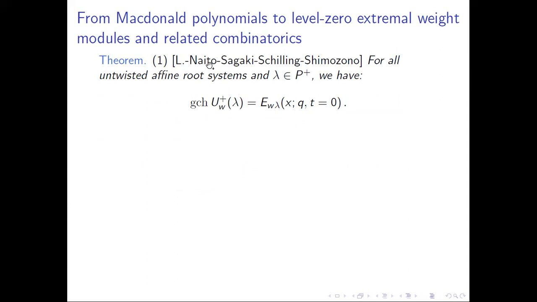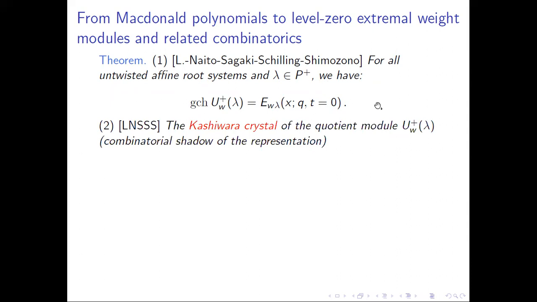So the first one relates to these quotient level 0 Demazure modules. It says that the graded character of this quotient by Beck-Nakajima of the Demazure module is just the specialized non-symmetric Macdonald polynomial, specialized at t equals 0. And then we can say more about the structure of this module.